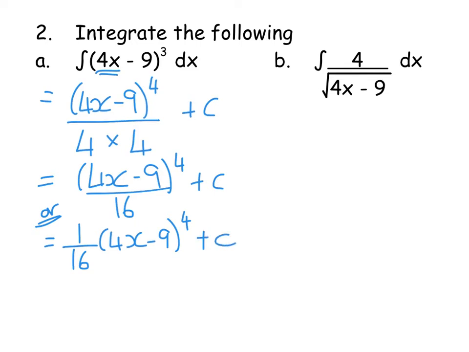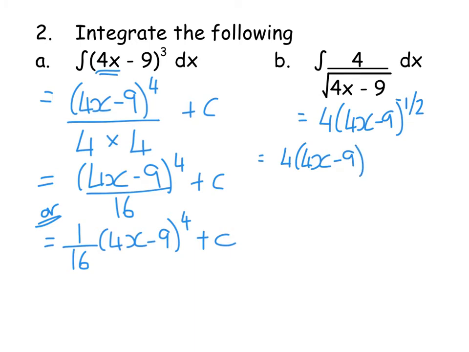Okay, the second one needs a wee bit of prep before I can even think about integrating it. So I'm going to bring that up to the top. So that's going to be 4 bracket 4x minus 9, and then square root is a power of half. And because I brought it up from below, it's actually negative 1/2. Right, so let's integrate. So when you integrate that, remember, you keep your bracket as is. You increase your power, so minus 1/2 becomes 1/2. You divide by the new power, and you divide by the differentiated bracket. And when you differentiate 4x, you get 4.